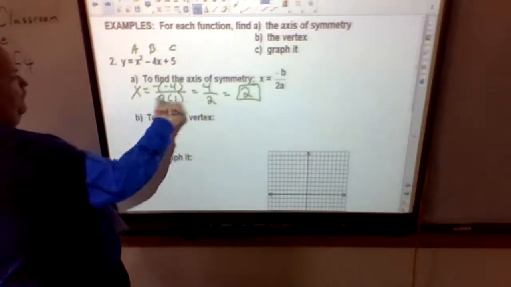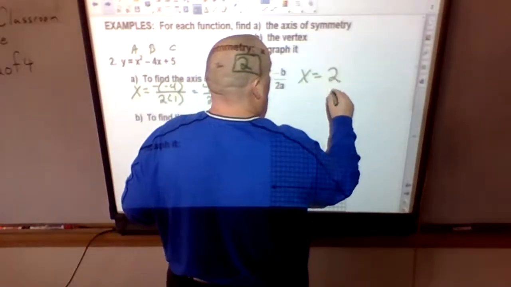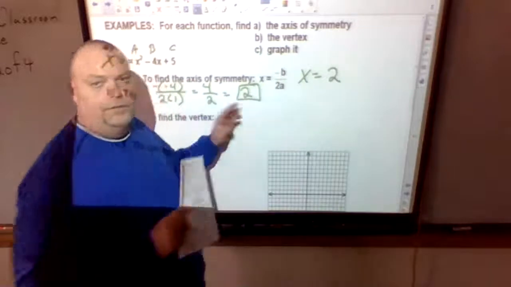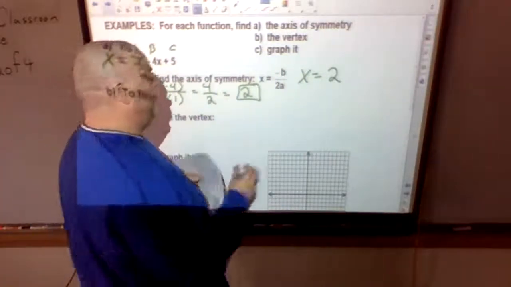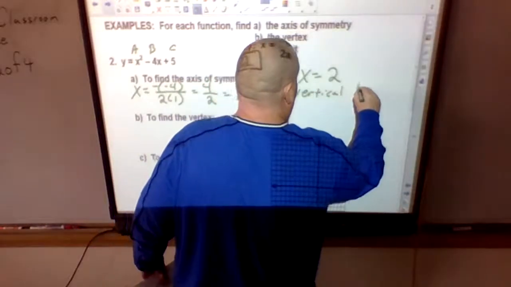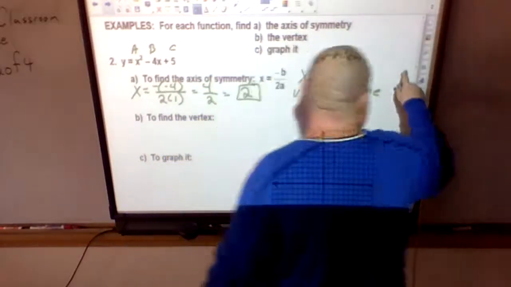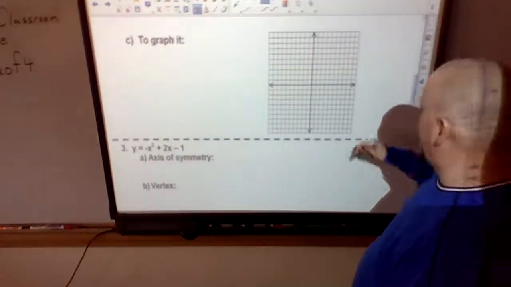Because x equals 2. Do we remember, if you had x equals 2, what type of line is this? It's either going to be vertical or horizontal. What do you think? Okay, it's going to be vertical. So this is a vertical line. So let's go graph that. Let's graph x equals 2.